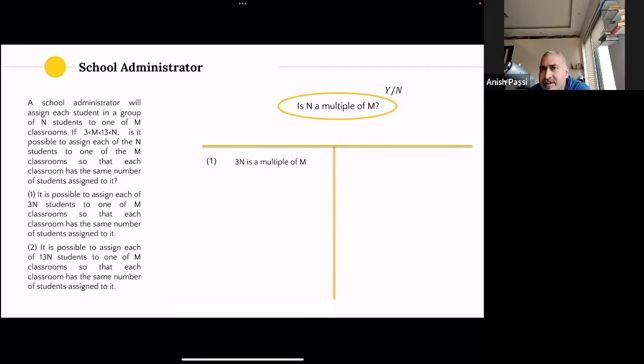So n is more than 13. I'm thinking 3 times 15, for example, is a multiple of m. M is between 3 and 13, so 3 is not included. M, I'm thinking, can be 5, for example. M can be 5. And then in this case, is n a multiple of m? I get a yes answer. Okay. So I've got a yes answer at least. Now I'm thinking I have to try to get a no answer.